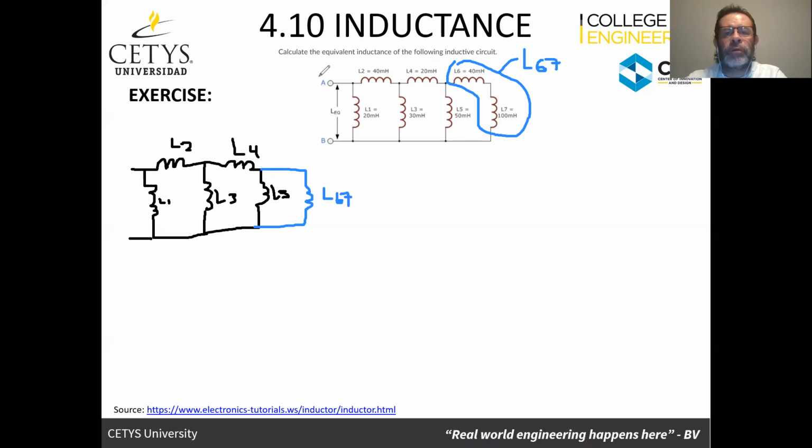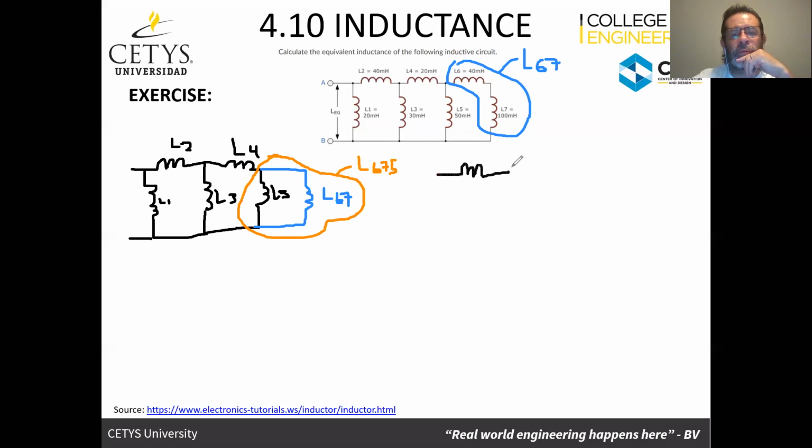Now we're going to do, I don't remember what colors I used in the previous one, but I'll do it here. We are going to do these two. Okay. And those two are in parallel. And I'm going to call this one L6, 7. I'm putting the numbers in the order that I'm doing the reduction. That's why it's 6, 7, 5. And that would give me something like this.